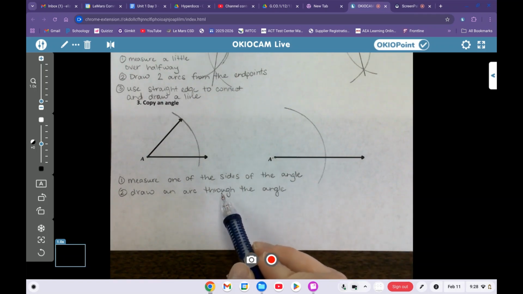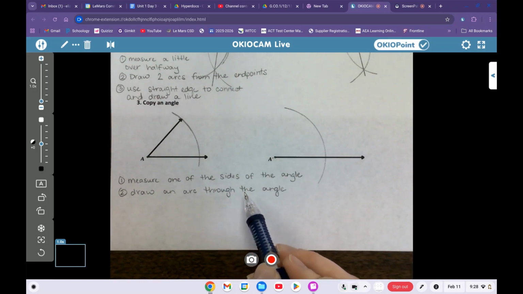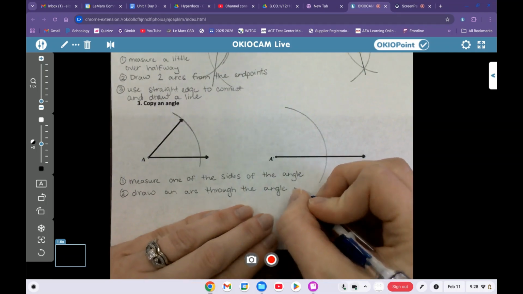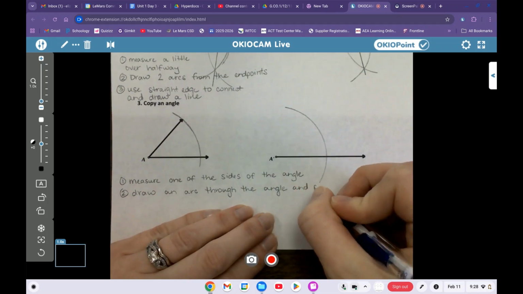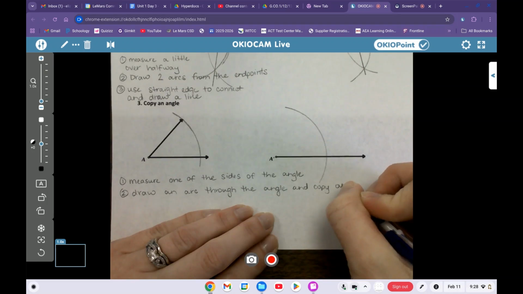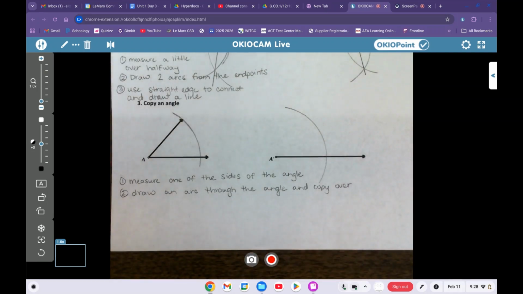So I'm going to maybe add on to step 2. I only had written draw an arc through the angle, and then I'm going to say and copy over. Copy over to the other side there. So I'm just going to add that on. Okay, so far we've measured one of the rays, one of the sides of the angle. We drew an arc through the angle, and then we took that same measurement and we put it over on that line that we're trying to copy this angle onto.